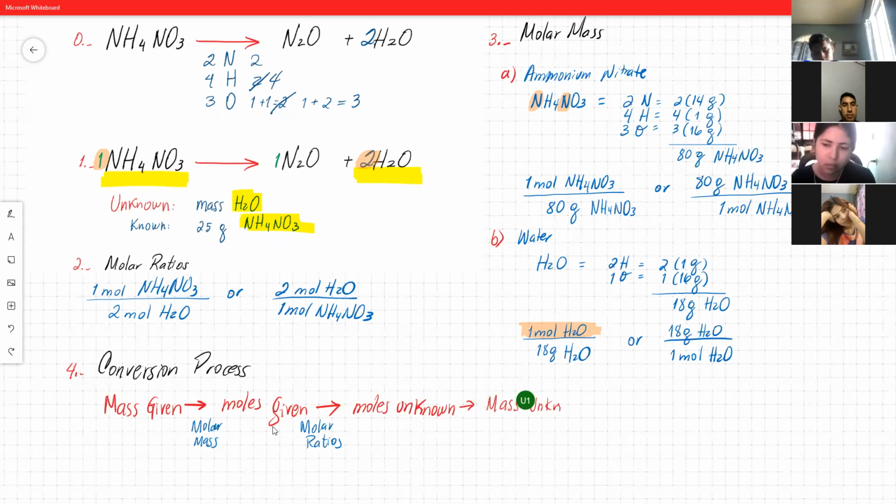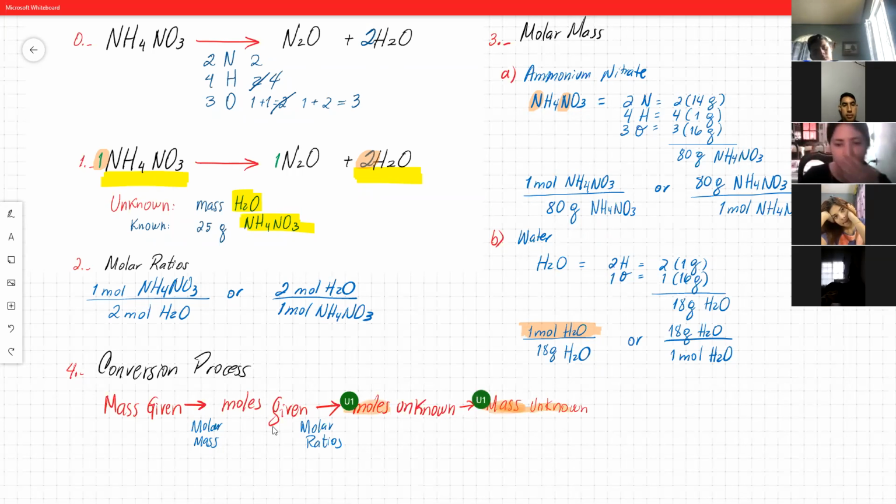So, again, from moles to mass, what are you going to be using? Molar ratio or molar mass? As I told you before, every time mass is involved, you're going to be using the molar mass. So that is the path I follow for this kind of exercises.